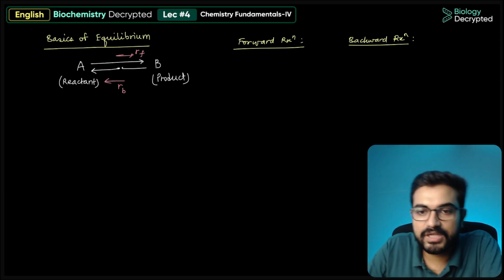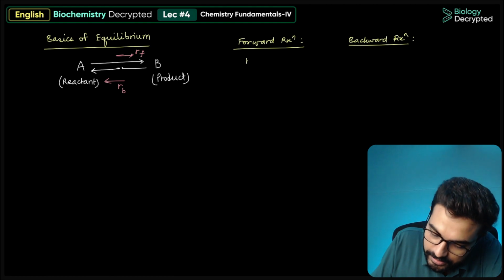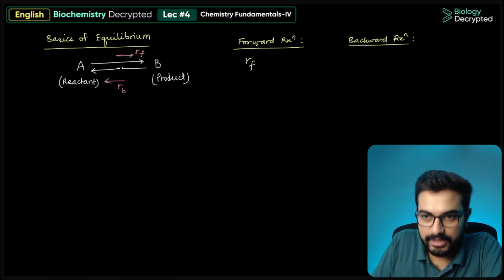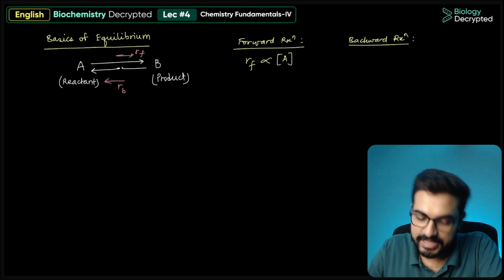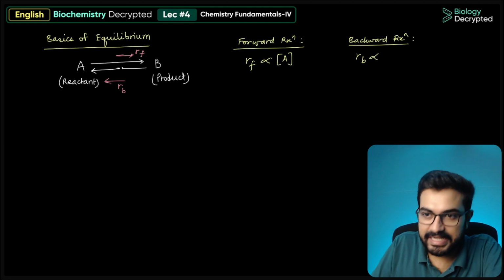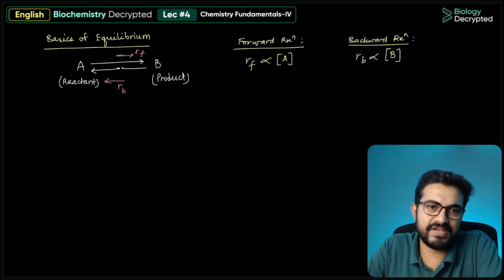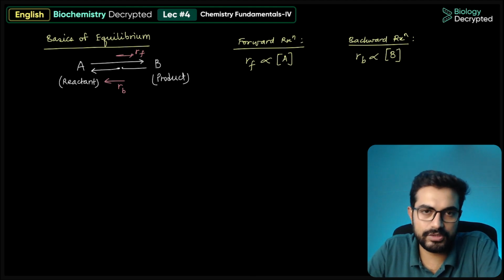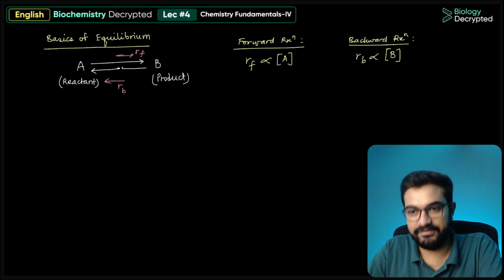Now first we'll discuss this forward rate. The forward rate is directly proportional to the concentration of A. Similarly, the backward reaction rate is directly proportional to the concentration of B. Now this is very obvious because it depends on the substrate or reactant concentration, which is A and B for the two reactions respectively.